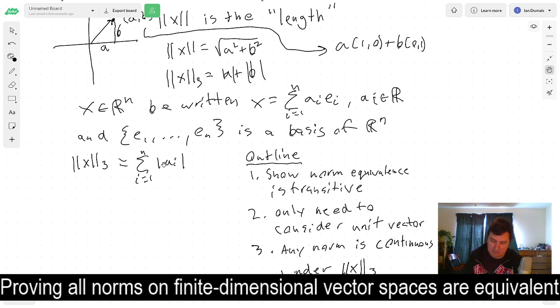And then our last step will be to, since we can consider just unit vectors, look at the maximum and minimum on a unit sphere.